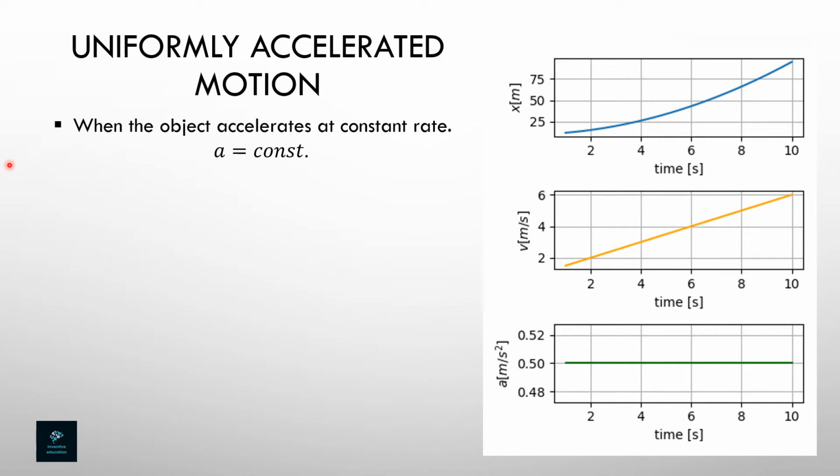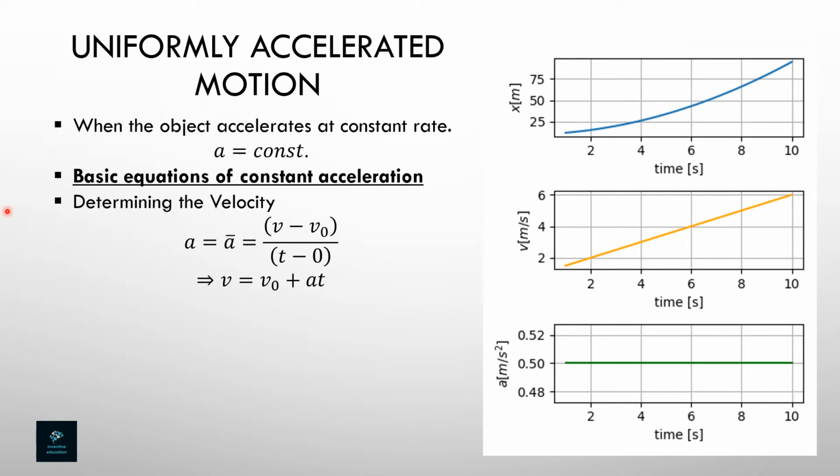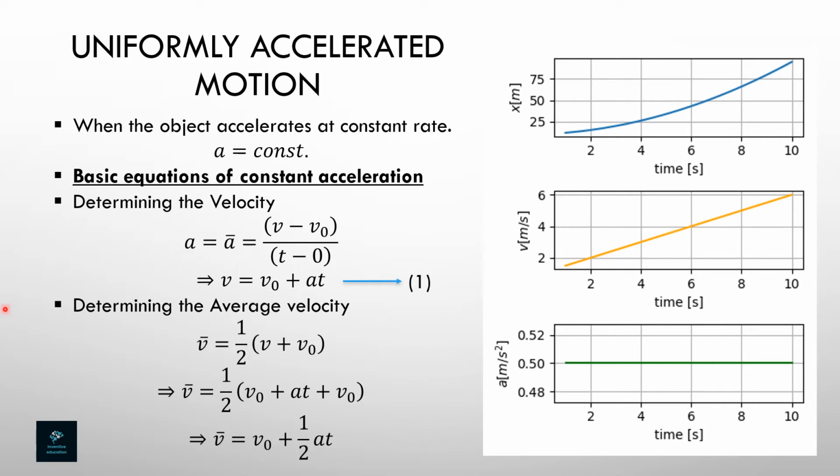So in a uniformly accelerated motion, acceleration a is a constant. Now we derive the basic equations of motion for the constant acceleration case. First we determine the velocity. Since acceleration is constant, instantaneous acceleration is equal to the average acceleration, which is given by the change in velocity, v minus v0, divided by the time interval t minus t0. In this case we have taken t0 to be 0. This gives instantaneous velocity as v equals v0 plus at, where v0 is the initial velocity. This is the first equation of motion.